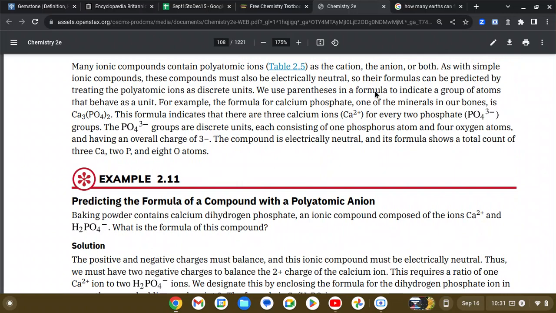For example, the formula for calcium phosphate, one of the minerals in our bones, is Ca3(PO4)2. This formula indicates that there are 3 calcium ions for every 2 phosphate groups. The phosphate groups are discrete units, each consisting of 1 phosphorus atom and 4 oxygen atoms, and having an overall charge of 3-. The compound is electrically neutral, and its formula shows a total count of 3 calcium, 2 phosphorus, and 8 oxygen atoms.